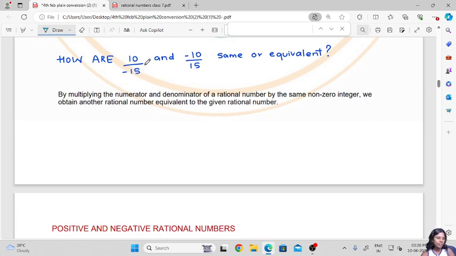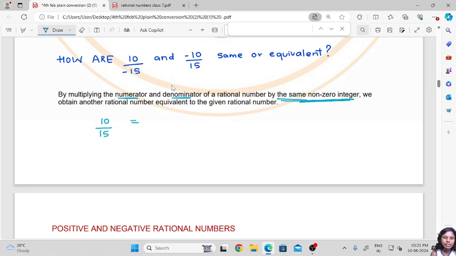So when I say this, let's say I have 10 by 15. Now let's read this statement: by multiplying the numerator and denominator of a rational number by the same non-zero integer, we obtain another rational number equivalent to the given rational number. So what they are saying is that we have to multiply or divide the numerator and the denominator by the same non-zero integer.